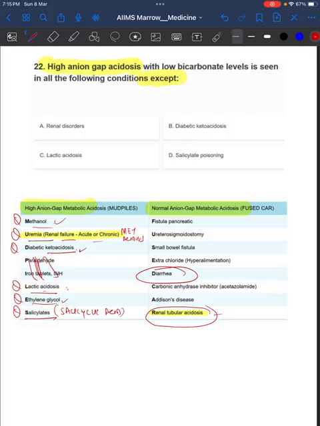So this much. Then the only confusion that comes is with RTA. RTA is your normal anion gap metabolic acidosis, whereas uremia is your high anion gap. So diabetic acidosis will be HAGMA, salicylate will be HAGMA, lactic acid will be HAGMA, and renal disorders will be your NAGMA. Another question they can ask you is diarrhea. Diarrhea falls in the NAGMA group.